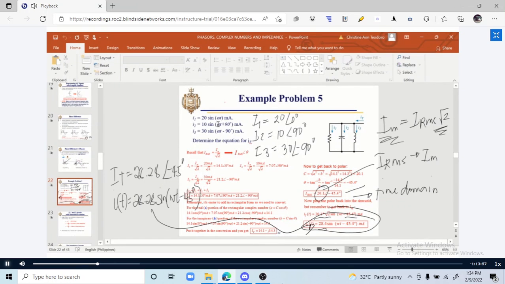Now, my question a while ago is, can we already add these currents in time domain? You said no. Now, what are we going to do in order for us to add these time domains or to add these currents? What are we going to do?